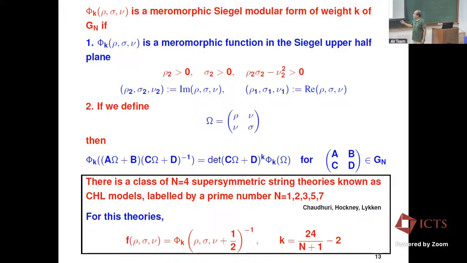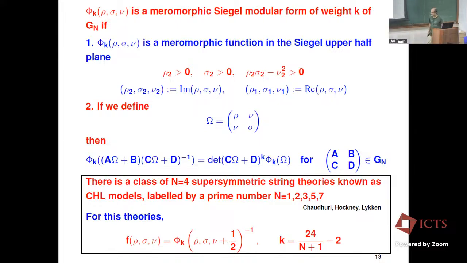Okay, so this is the maths part. So let me now say what is the connection to physics. As I said, we are considering a special class of theories which are N equal to 4 supersymmetric string theories, and we'll be considering an even more special subset of those, which are called the CHL models. And these CHL models are labeled by a prime number which can take values 1, 2, 3, 5, and 7. For these theories, the generating function of the index that I described before is given by the inverse of a Siegel modular form, and this is a precise relation, where k is related to n by this relation over here.